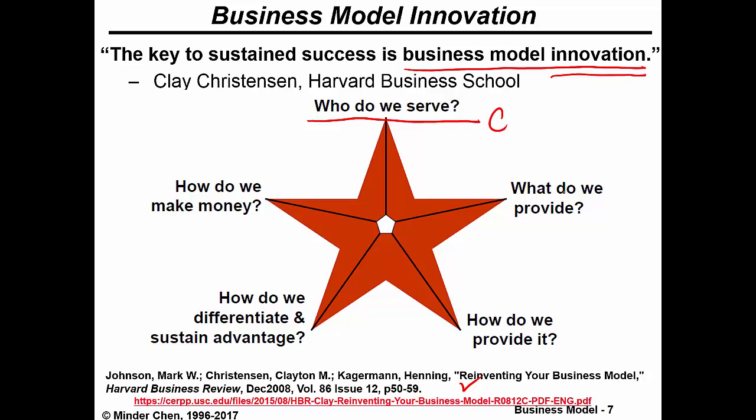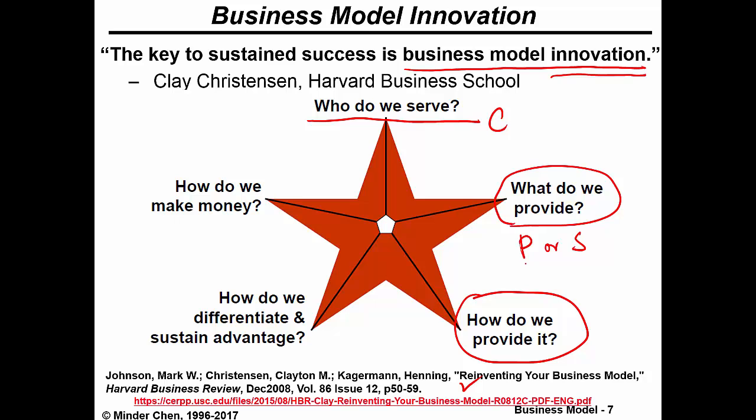And the second is, what do we provide? Which tries to answer the question like, what's your product or service? And the third is, how do we provide it? That's kind of a back-end mechanism, how you produce or deliver the product and service. The fourth question is, how do we differentiate and sustain advantage? Like, what makes you unique? Why do you think you can be successful in a very crowded field?